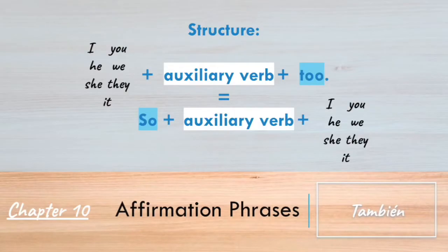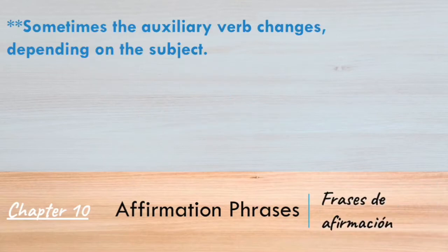As promised, today we are using all of our subjects. We get to add in some more subjects. Today we're practicing our affirmation phrases that say también. And as you can see, the structure is basically the same. We use auxiliary verbs and we're still using too and so. The important thing to remember here is that sometimes there are different auxiliary verbs for different subjects.